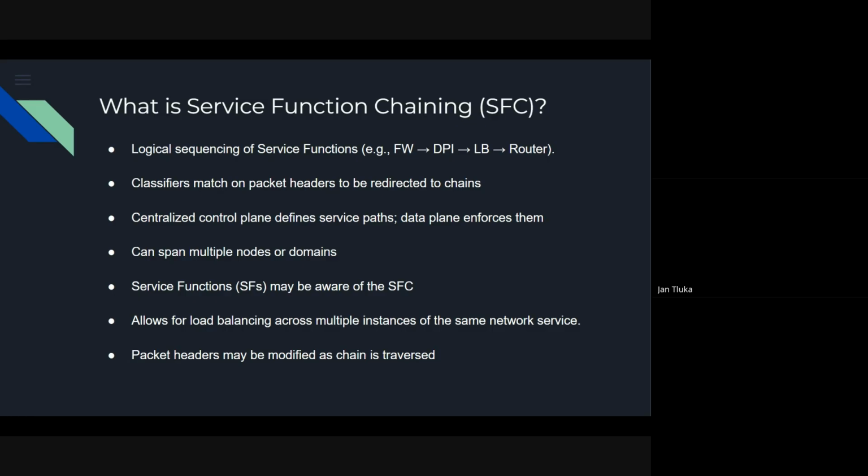As we saw in the previous presentation, which is a good segue into mine actually, if you have multiple of the same CNF or VNF, you can load balance across them. Packet headers may be modified as the chain is traversed. Things like a NAT might modify an IP address, and other parts of the packet may be rewritten depending on what your service function is.